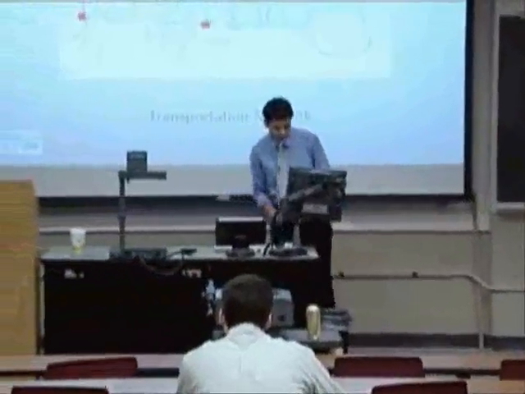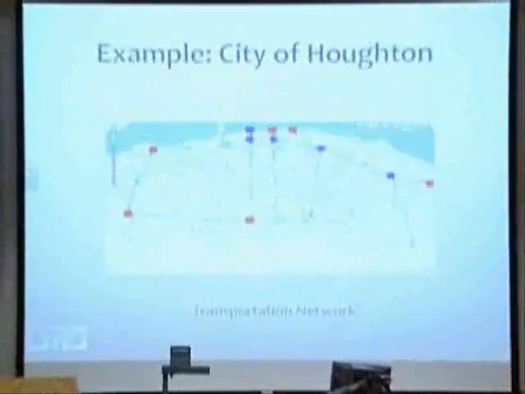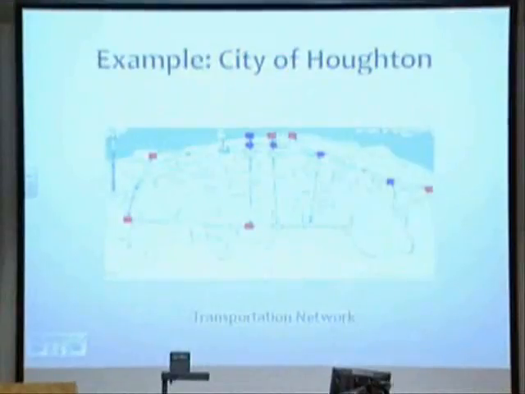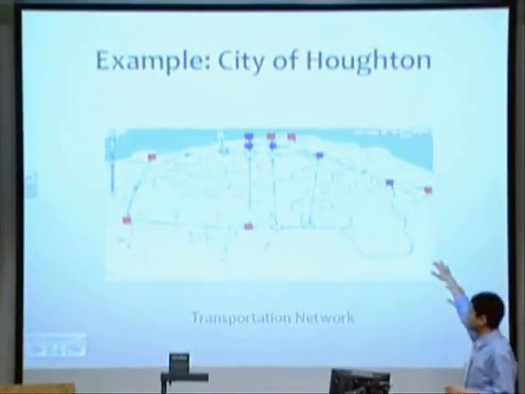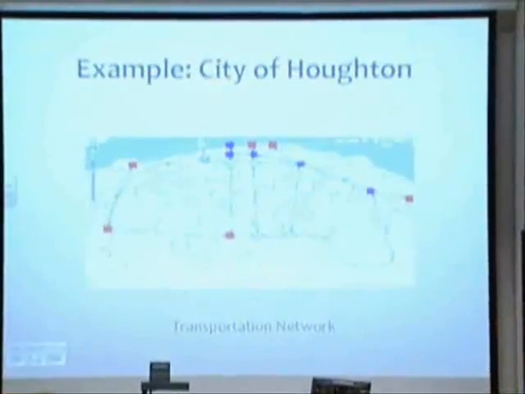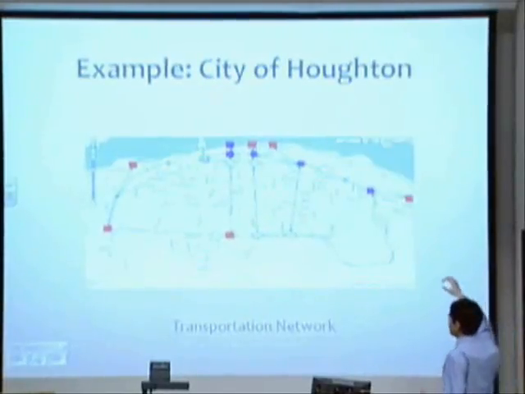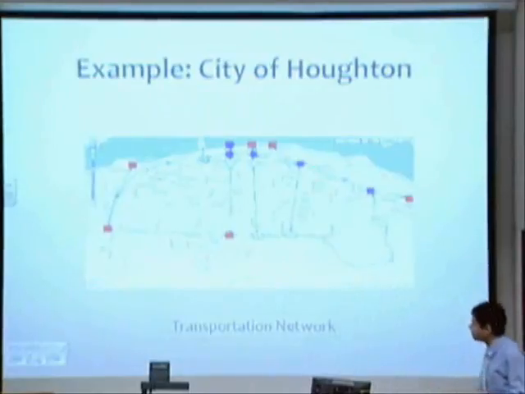So, an example. This is the City of Houston. And what we have here is a very high-level network. As you notice, we're not looking at all the details of all the streets. We're looking at the major thoroughfares, and we're putting in these nodes out here, and I'll tell you in a minute why we have them in different colors. So we have a transportation network.